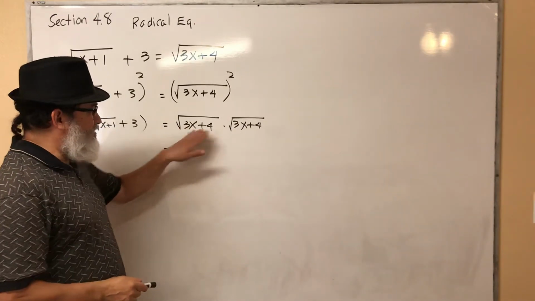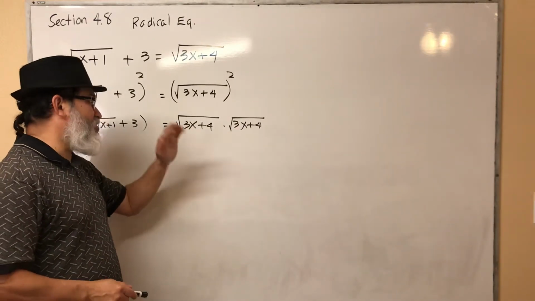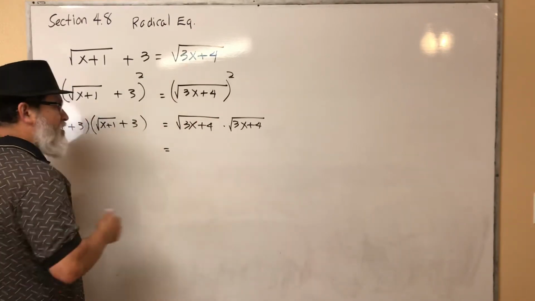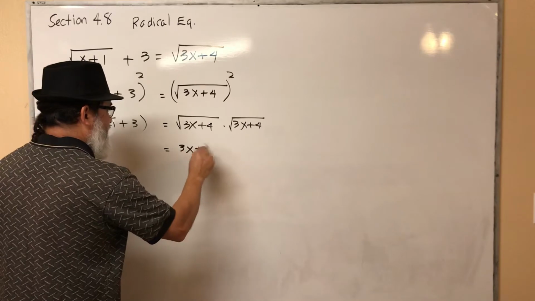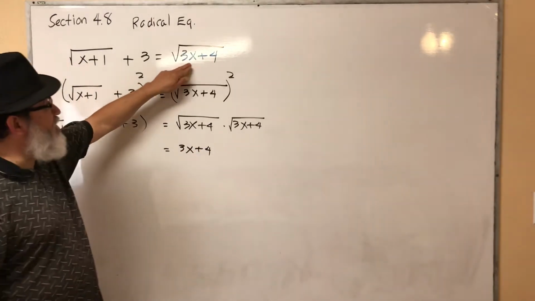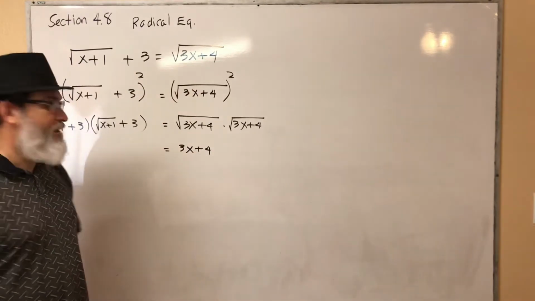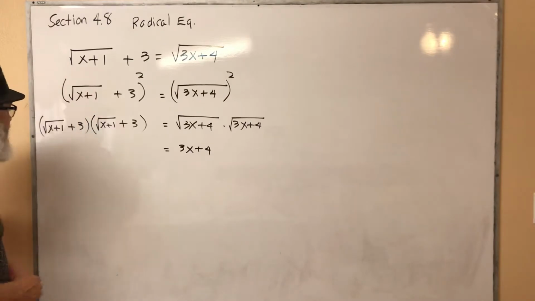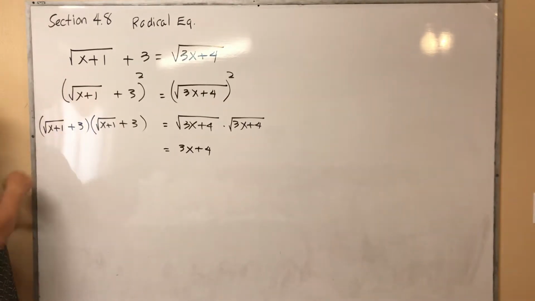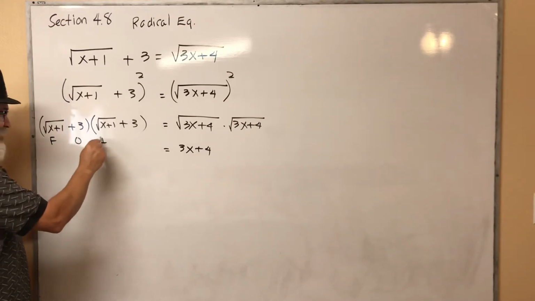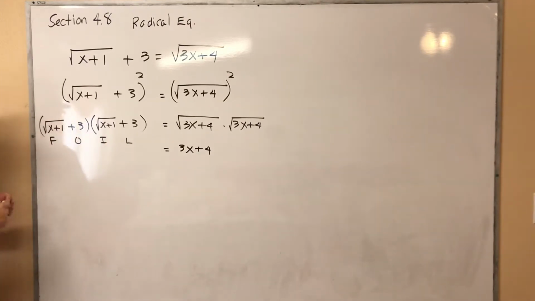When you multiply this times this, you get the square root of 3x plus 4 squared, and that's how we get 3x plus 4. Note, I square this side, the radical goes away. Watch what happens. When I square this side, the radical is not going to go away. Let's FOIL. First, outer, inner, last. FOIL.